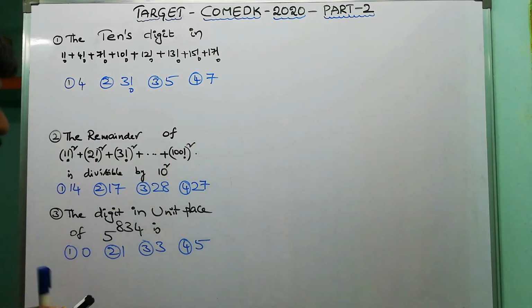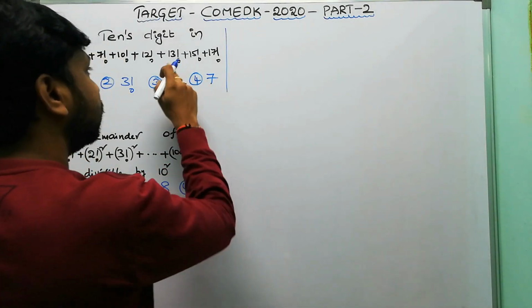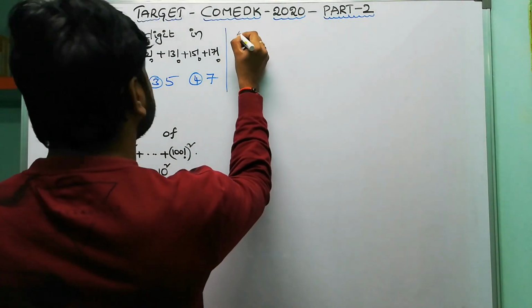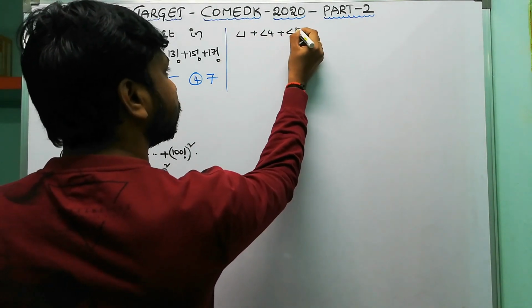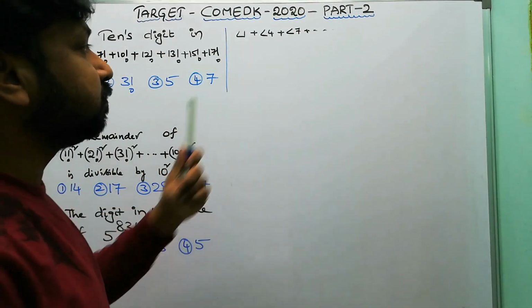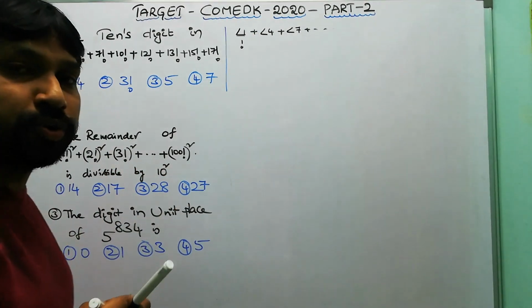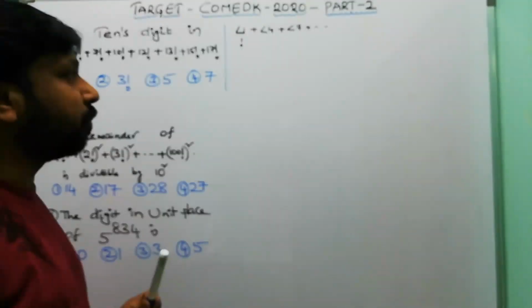First of all, you have to know one important point. They can ask the question not only like this; they can use the factorial symbol like this also: 1 factorial plus 4 factorial plus 7 factorial and so on. The factorial symbol, either this kind of symbol or else this kind of symbol, they are going to use. Both represent factorial only. Please keep that in mind, friends.